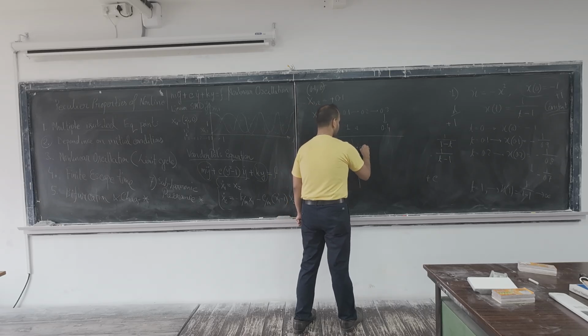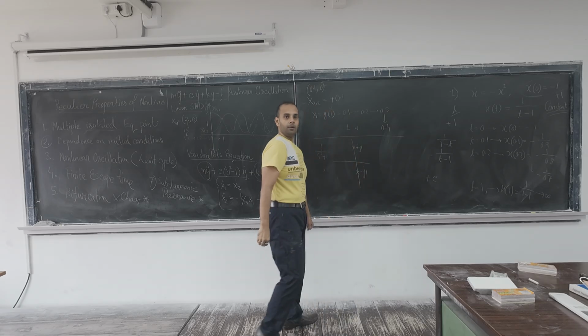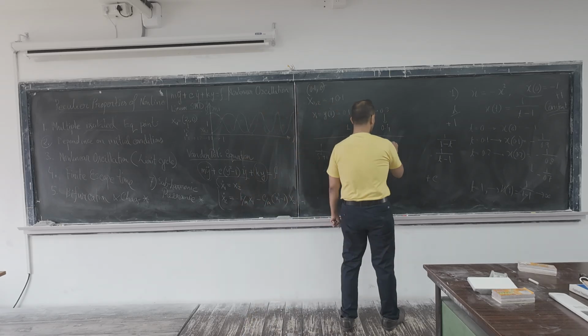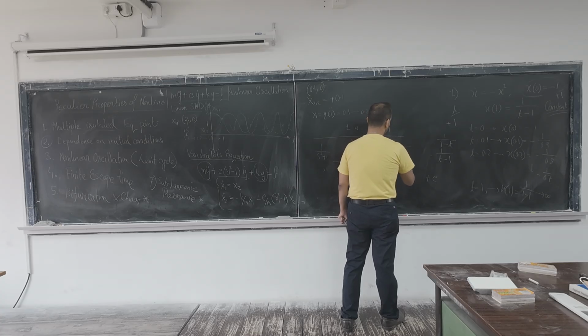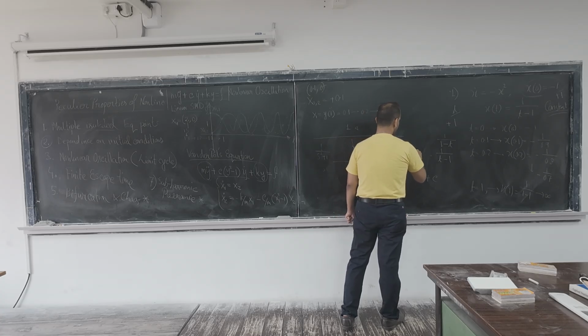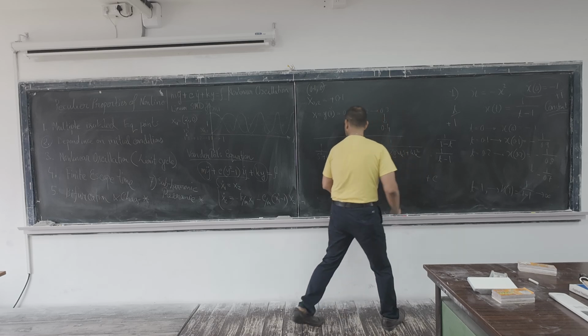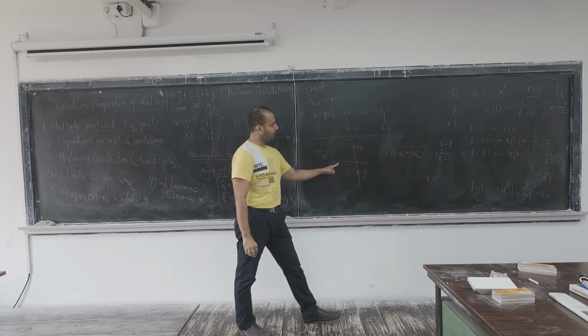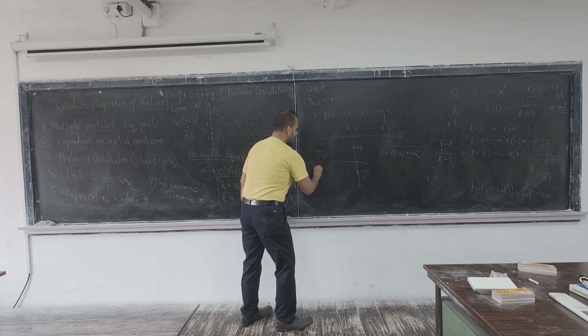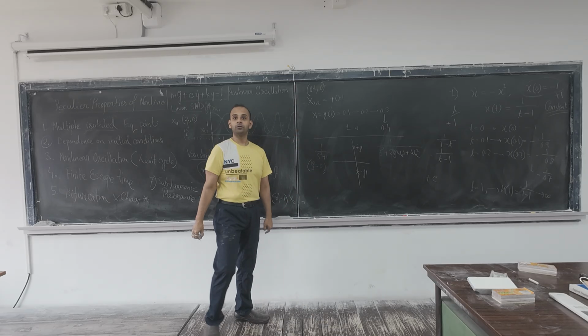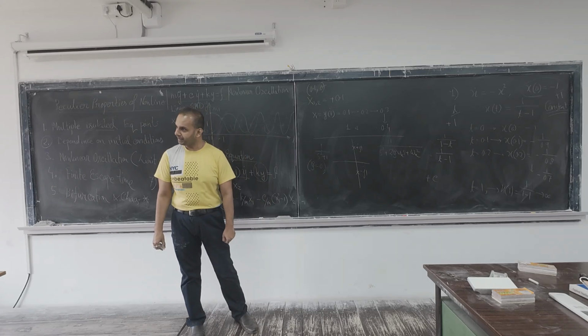Poles plus minus j1. If you express it in the form of 1 by s square plus 2 zeta omega n s plus omega n square, then you compare this s square plus 1 with this. Immediately you can write the damping factor zeta equals 0. That is the case of an undamped system.